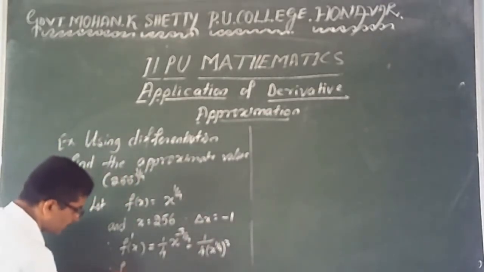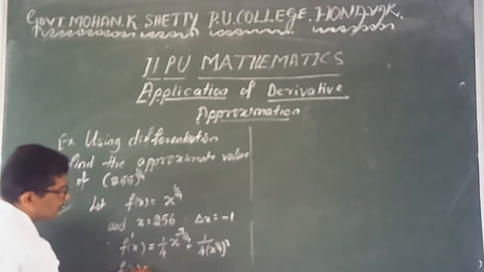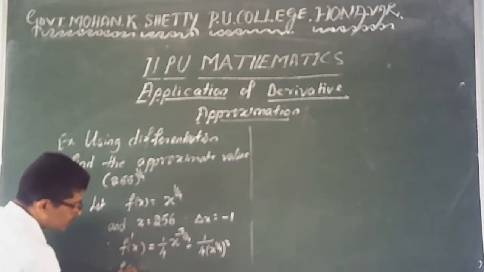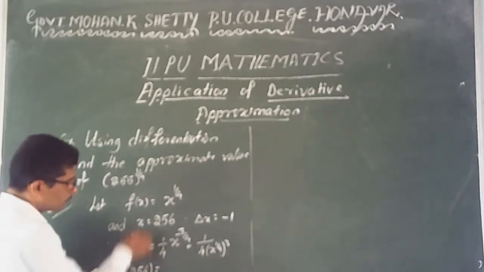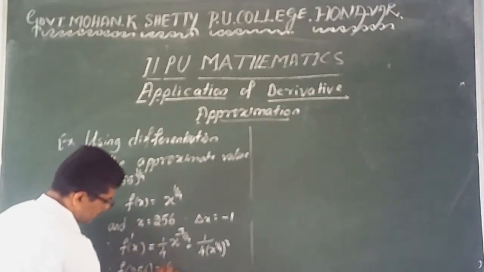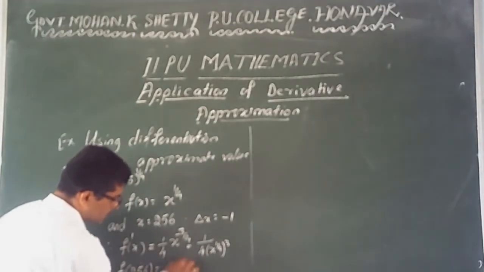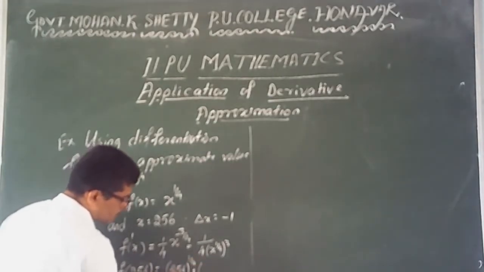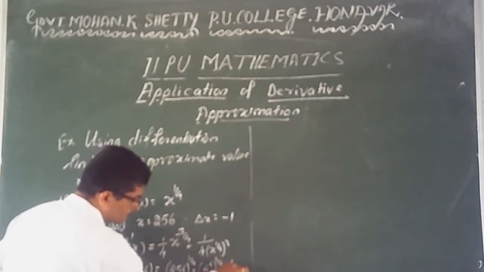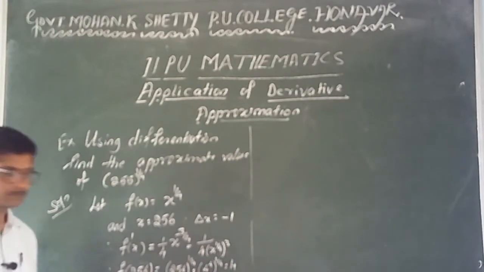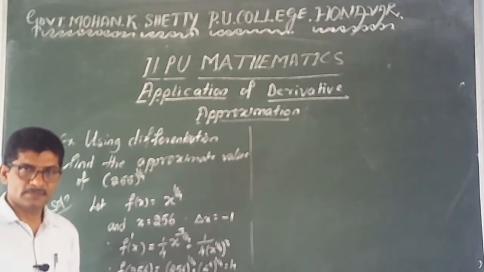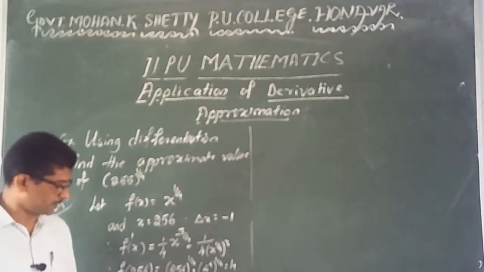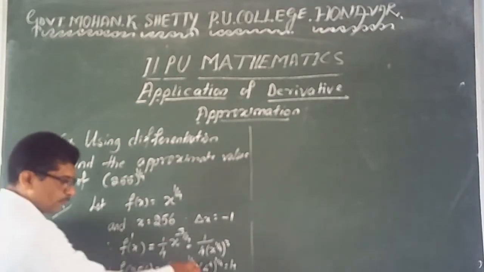Therefore find the value of f of 256. What is f of 256? This value is equal to 256 raised to 1 by 4. You know that this value is 4 raised to 4, to the power 1 by 4. Therefore, this value is equal to 4. 16 squared is 256. It's clear? 4 raised to 4.